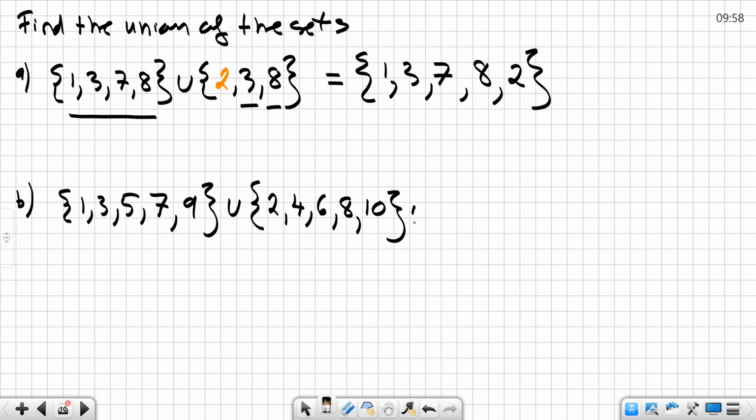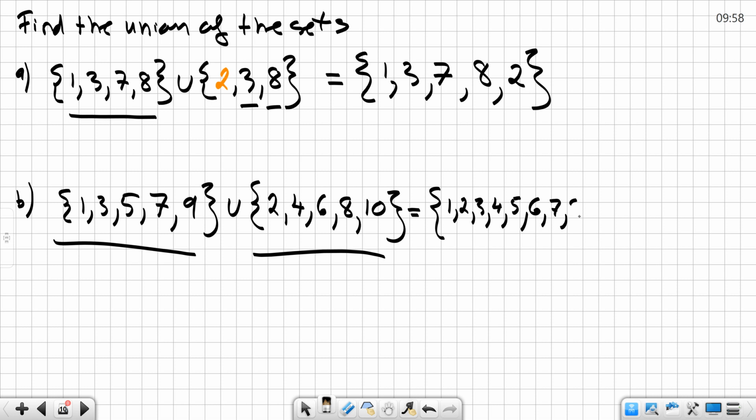So the union in this case, the union between these two sets, is going to be everything from this set plus everything from this set. So in other words, it's going to be the numbers 1, 2, 3, 4, 5, 6, 7, 8, 9, 10. Remember that in the intersection, if this had been the intersection and not the union, this would have been the empty set, as a reminder.